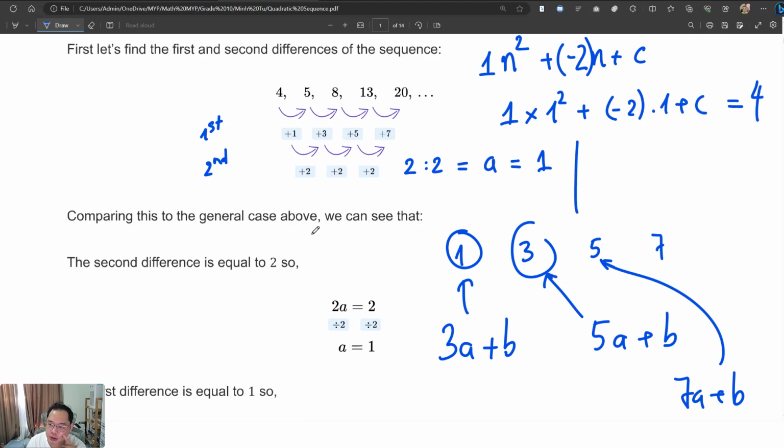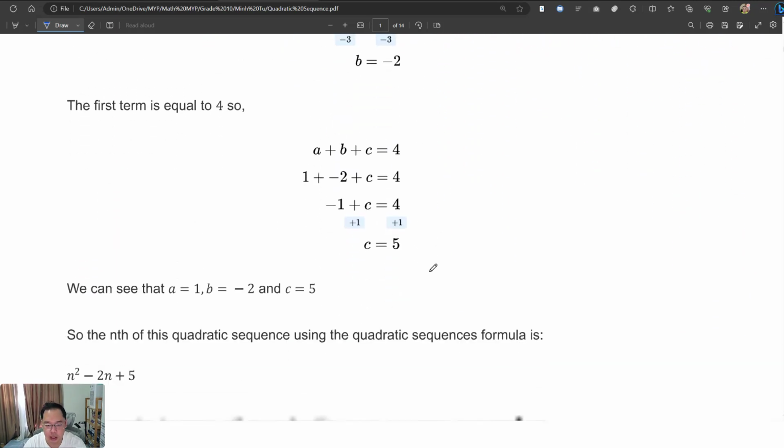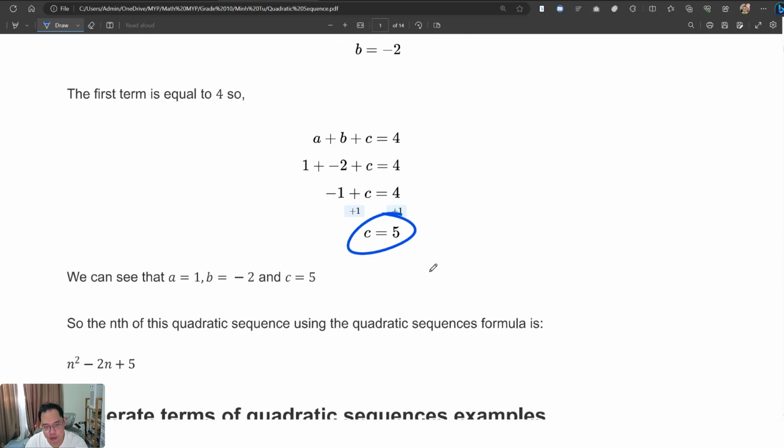And therefore we can solve for c. 1 times 1 squared here is 1, minus 2 here, so that is 1 minus 2, which is minus 1. Minus 1 plus c equal to 4, and therefore c equal to 5. c is 5, okay? So the solution, the first term equal to 4. The conclusion is our quadratic sequence is n squared minus 2n plus 5.